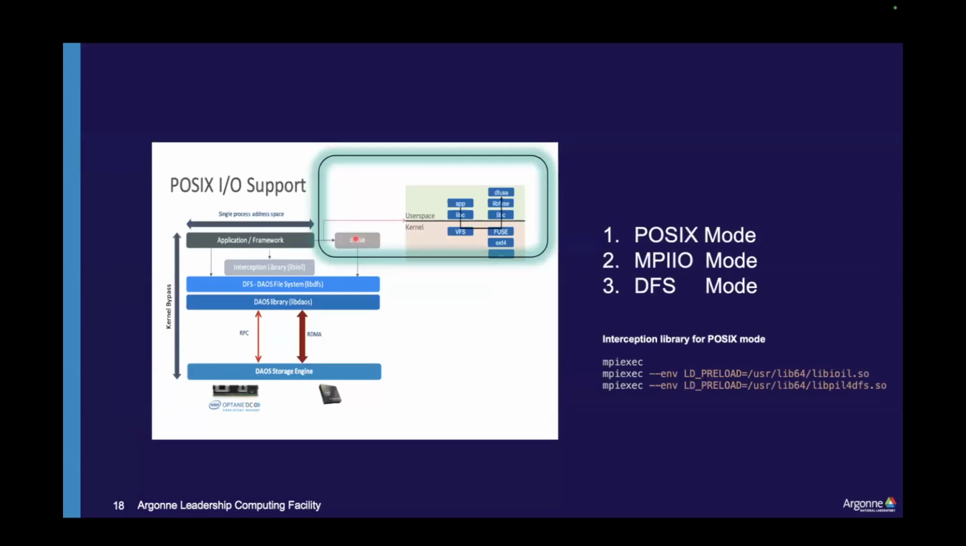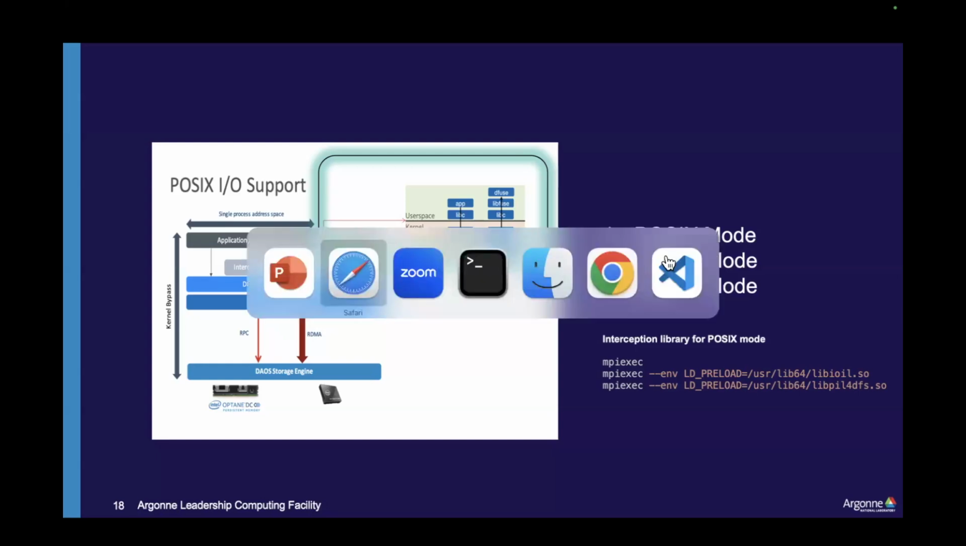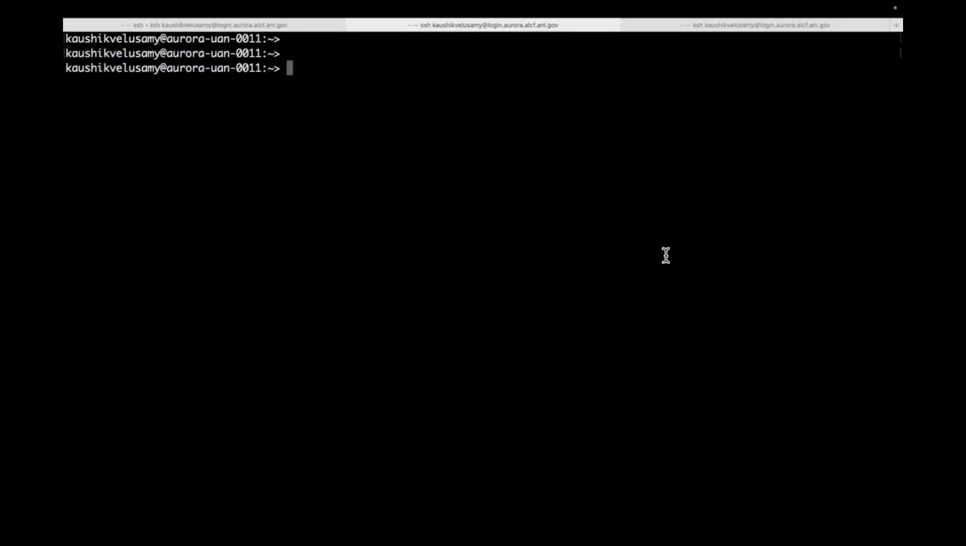And once you have your pool and container ready and tested and everything works, there are three modes that you can play with DAOS containers. One is the POSIX mode, the MPI-IO mode, and the DFS mode. POSIX mode is just like a terminal, there's really nothing complicated there.